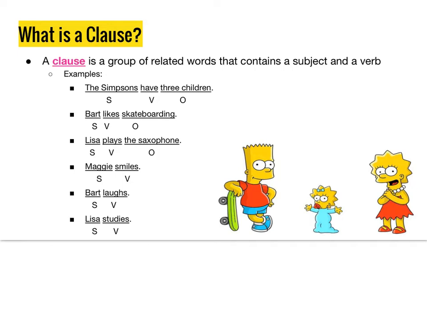As you can see, this clause and all of the other clauses have a subject and a verb, but not all of them have an object. Not all clauses require an object. In the sentence Lisa studies, there is a subject, Lisa, and a verb, studies. Even though there is no object, this is still a clause. This is important to remember because not all clauses will have an object.